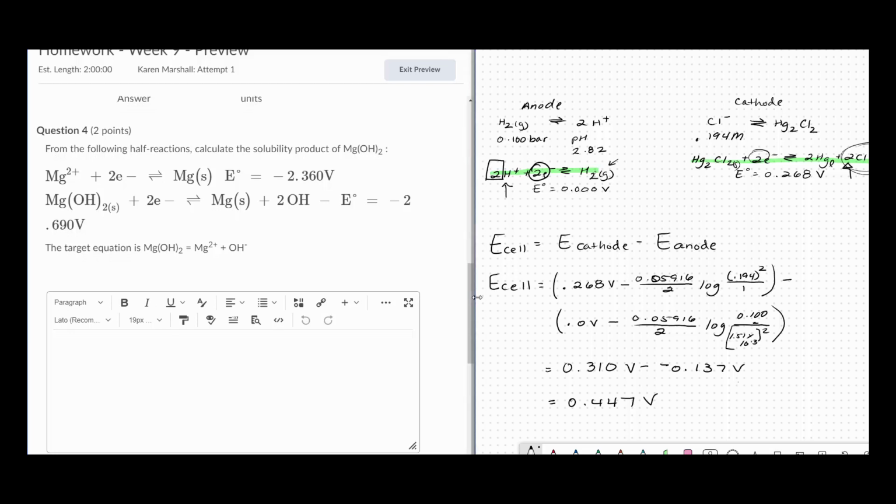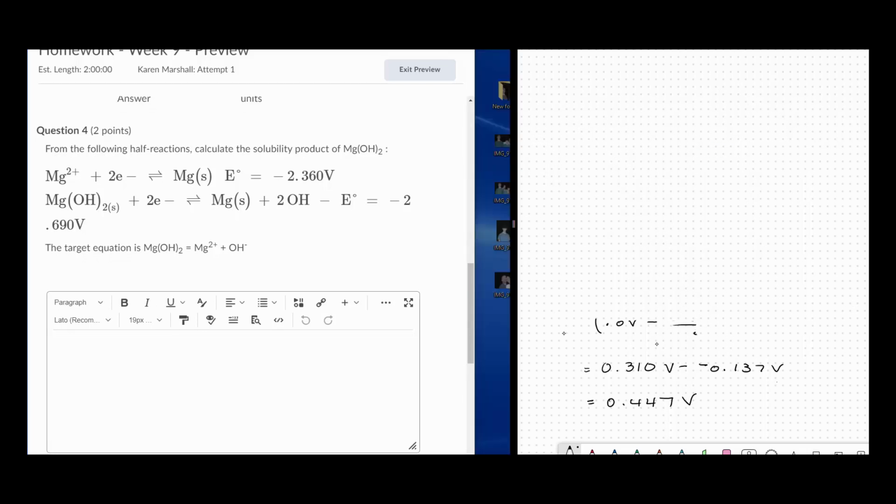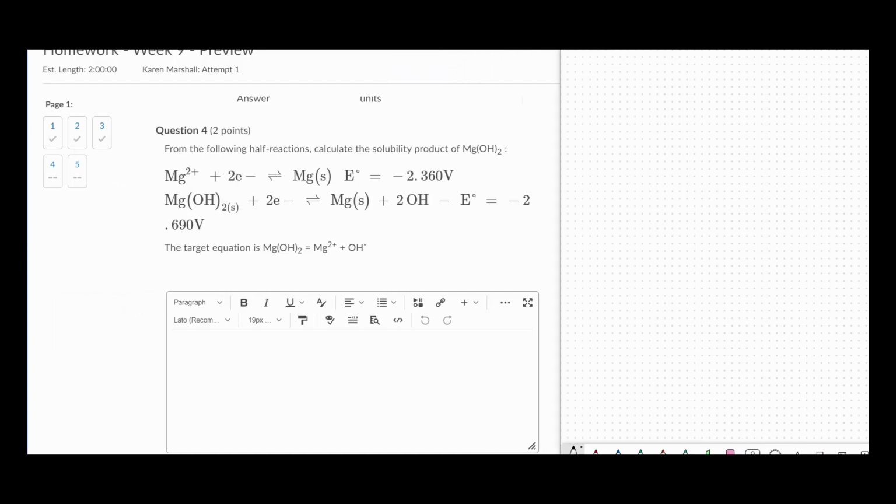Now for question 4, we're asked to find the solubility product of magnesium hydroxide by using these equations. Now this is analogous to using Hess's law for enthalpy. So I'm aiming for, and it's spelled out for us right here in case there was any question, taking this solid and putting it in equilibrium with its ions.